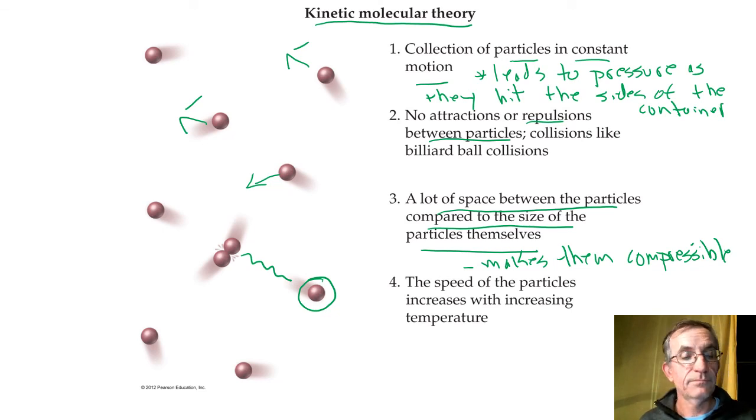Last thing, the speed the particles move increases with an increase in temperature. So inside of a gas that's hot, they're moving faster. Inside of a gas that's cold, they're moving slower. They're still moving, but way slower. All right, so that's called the kinetic molecular theory. That's pretty much it for this lecture.